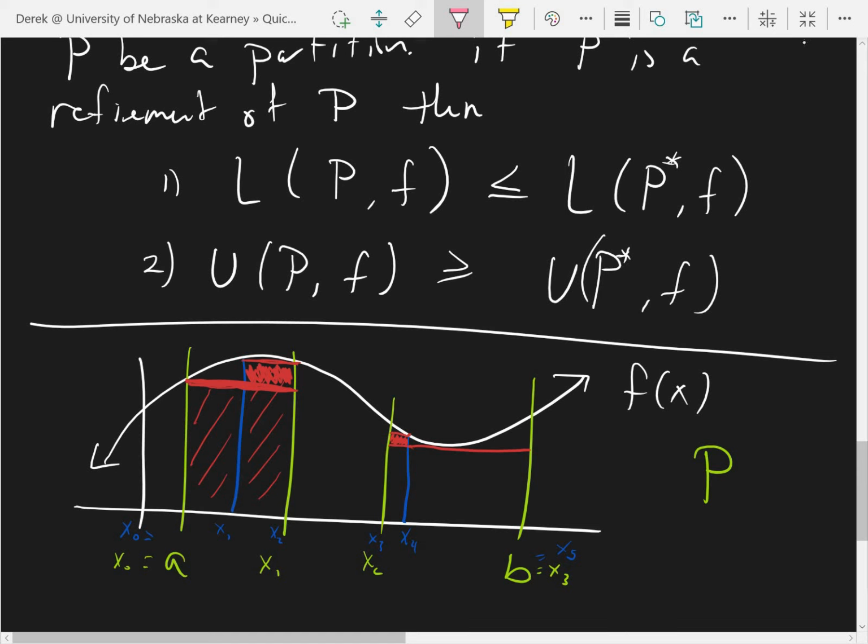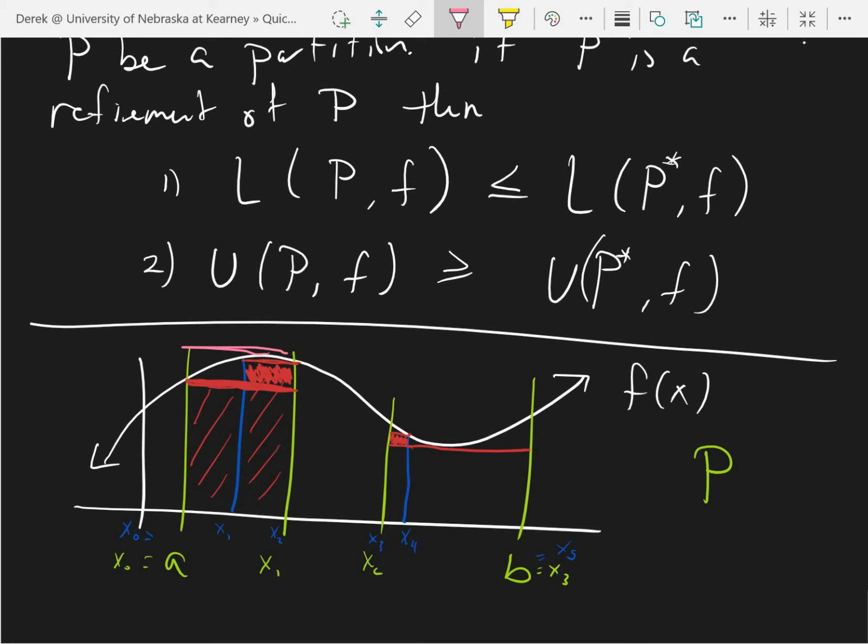Let's go with this one. So the upper integral used to be that over the whole thing. What I've taken away now is this pink rectangle from the upper integral, and over here the upper integral used to be there, but now I've taken away that because my new upper integral is that and that. So the solid pink boxes have been taken away from the upper integrals due to the refinement. So that's what happens with these.